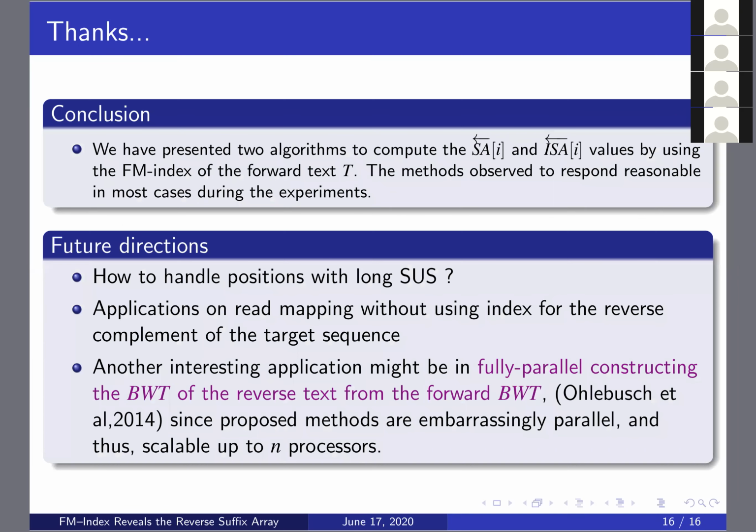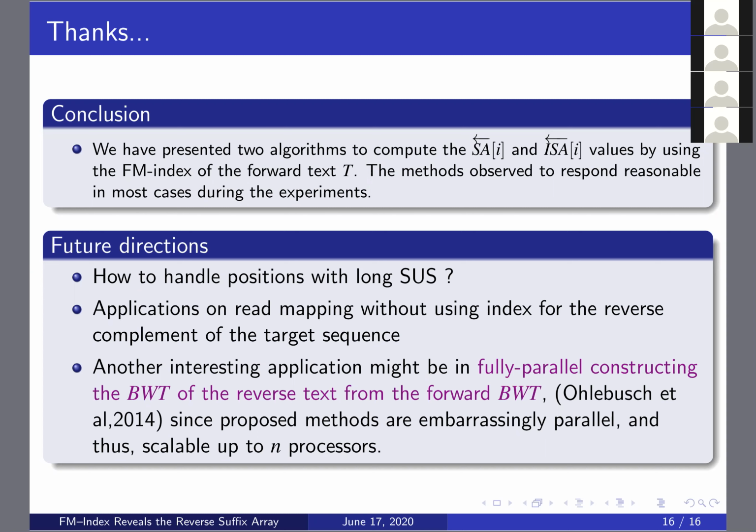So I guess my time is over. I would like to finish with some future directions. First of all, we need to handle those positions with long SUSs. These are not many, let's say 5% or 4% for the DNA sequences, and maybe we can just handle them separately. But maybe there are better methods to achieve it.